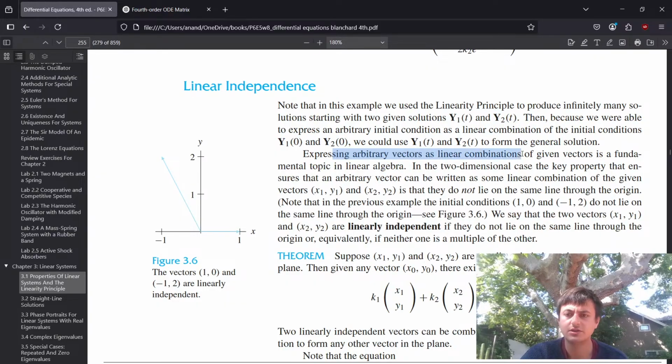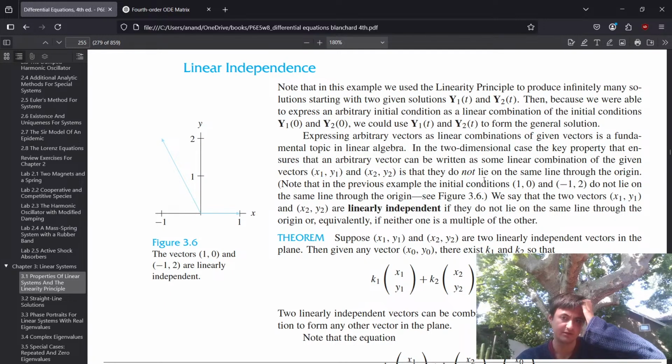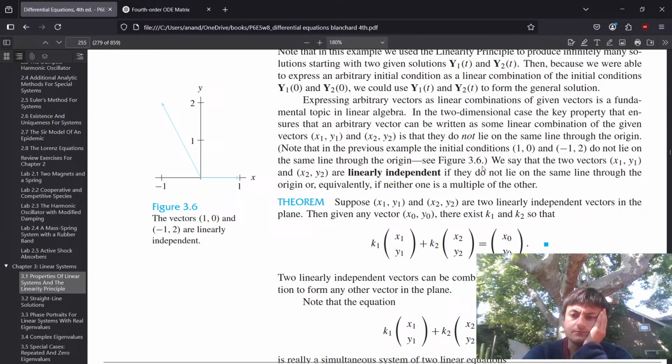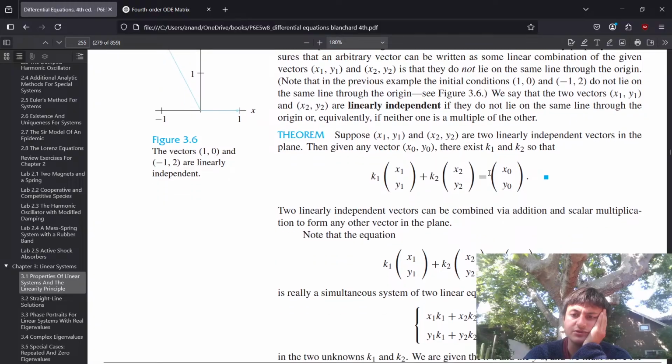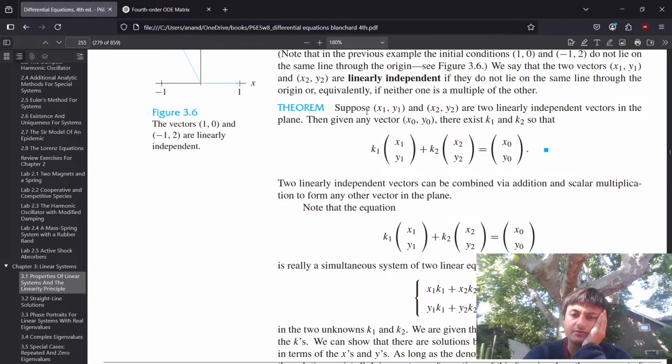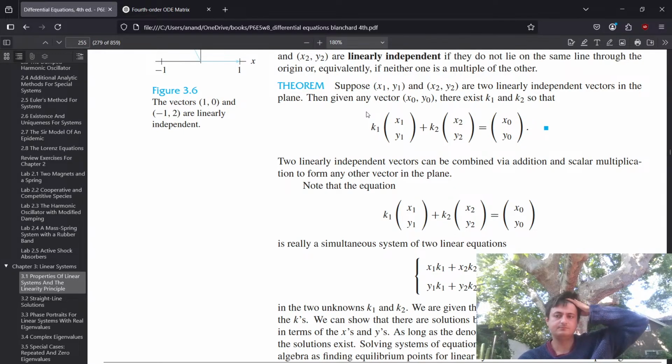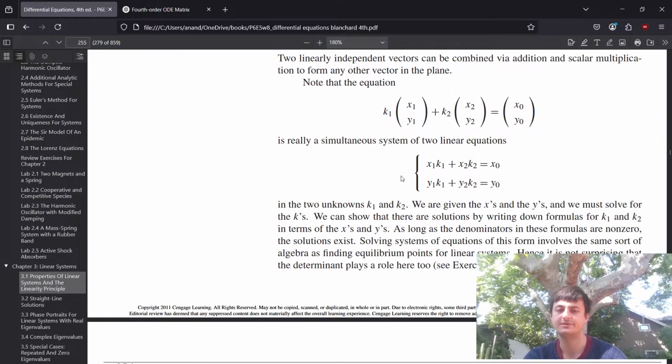Expressing arbitrary vectors as linear combinations of given vectors is a fundamental topic in linear algebra. In the two-dimensional case, the key property that ensures an arbitrary vector can be written as a linear combination of the other two is that they do not lie on the same line through the origin. We say that the two vectors are linearly independent if they do not lie on the same line through the origin, or equivalently if neither one is a multiple of the other. So if they're independent, then they span the space. That's fine.